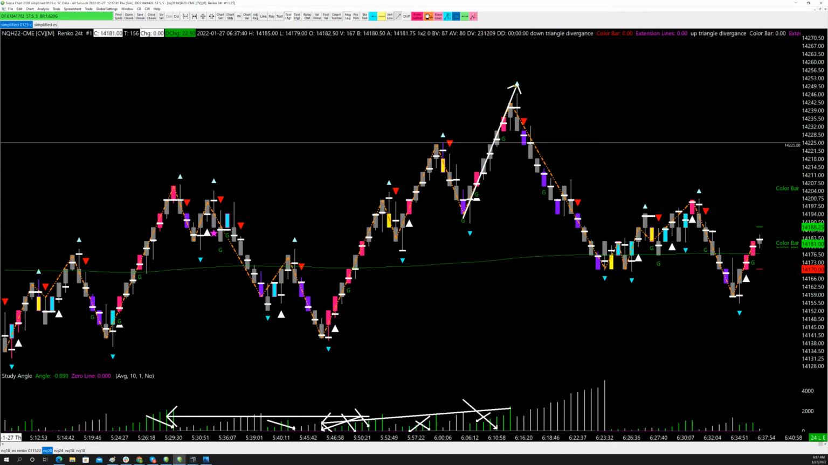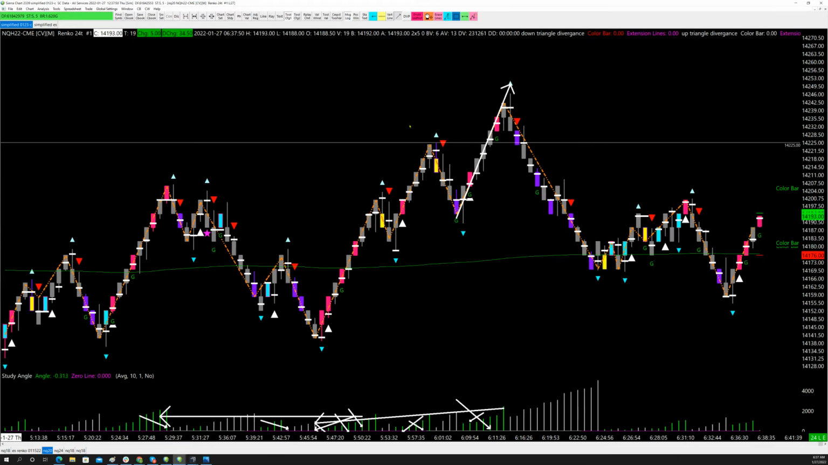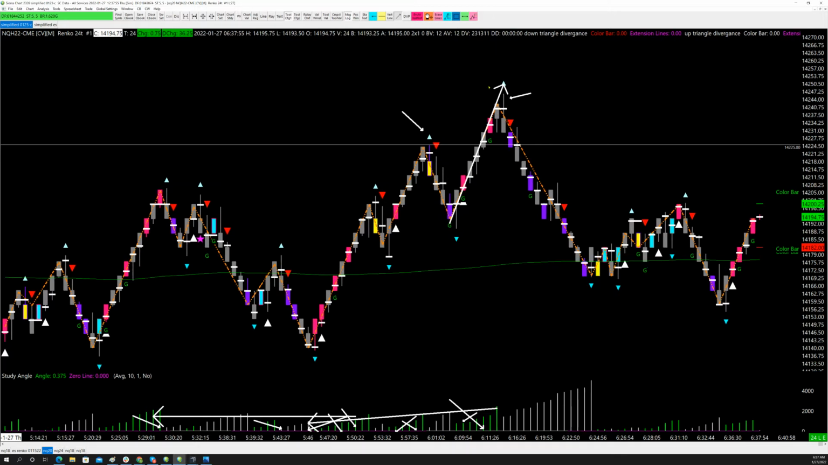Now, there's several things I can do once I have a third wave if I want to take it. I can look for a power bar back into a power bar. A power bar is anything with these little blue triangles on top. If you look, this one just barely closed back in and I wouldn't have taken it. It was just not close enough. I want almost the entire bar to be back into this. So I would not have taken that, even though in hindsight it looks like a great trade.